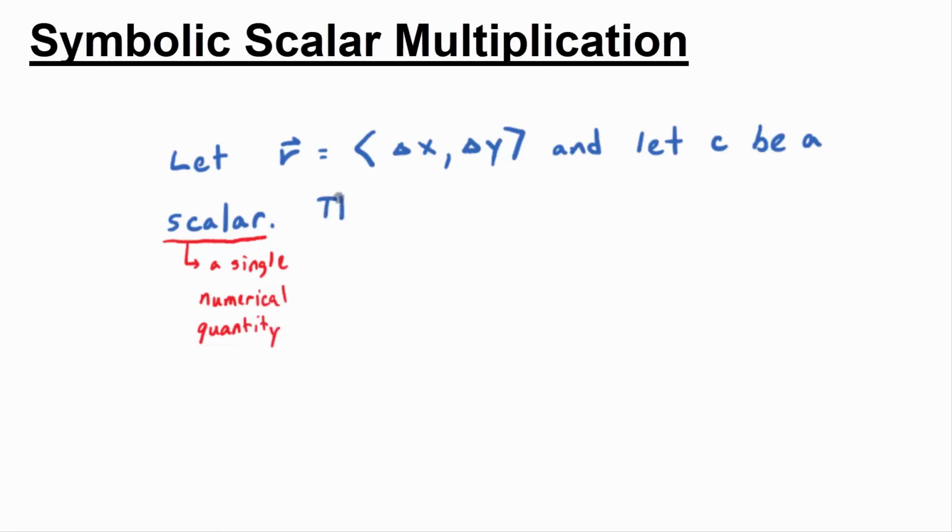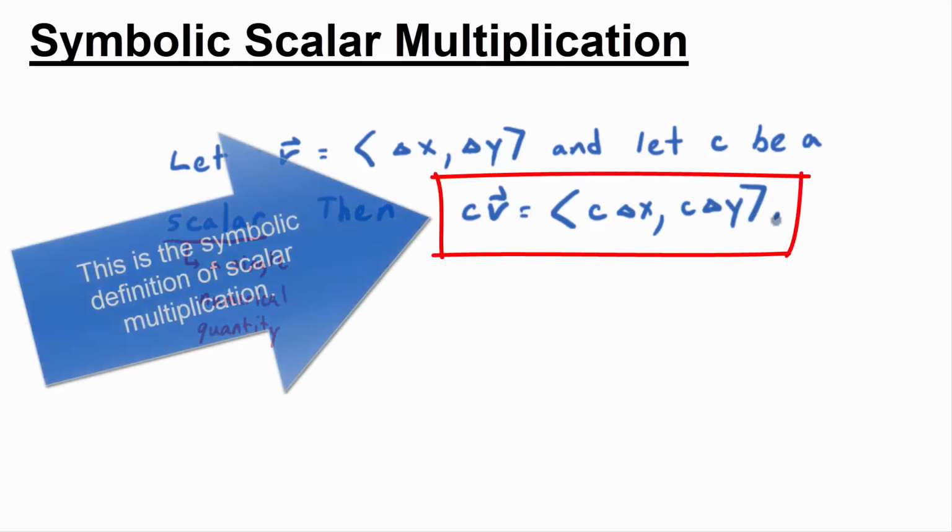Okay. Then this is the big definition we're trying to come up with. C times V, you guys have already told me, has to be, what do you do? You take C times the individual components, delta x and delta y, to get the component form of C times V. So it equals C times delta x, comma, C times delta y. Does that make sense to you? Not too crazy, right?